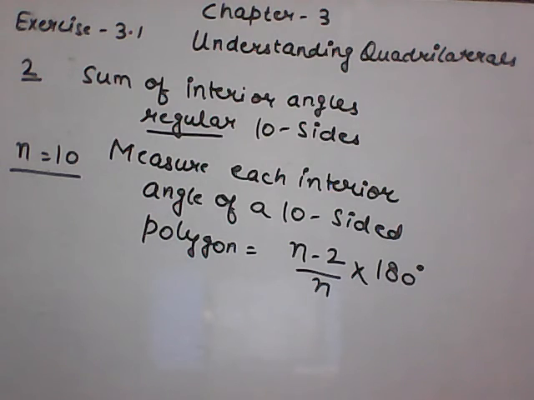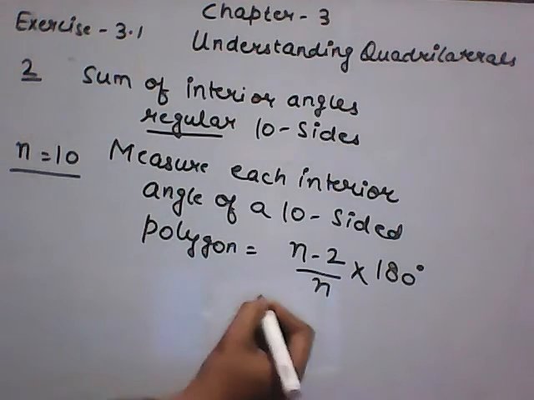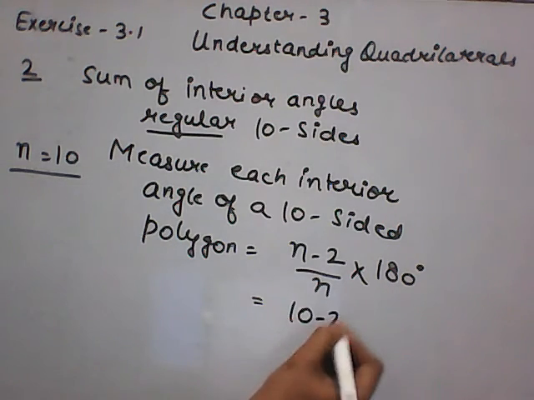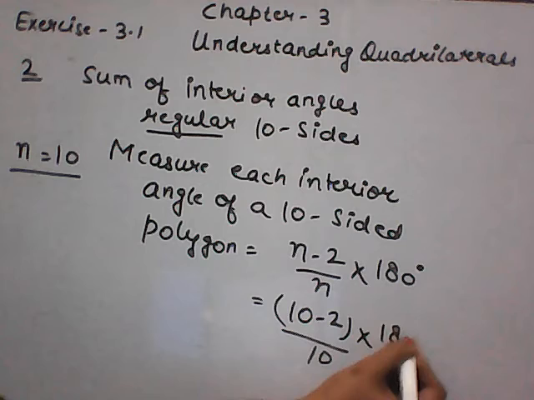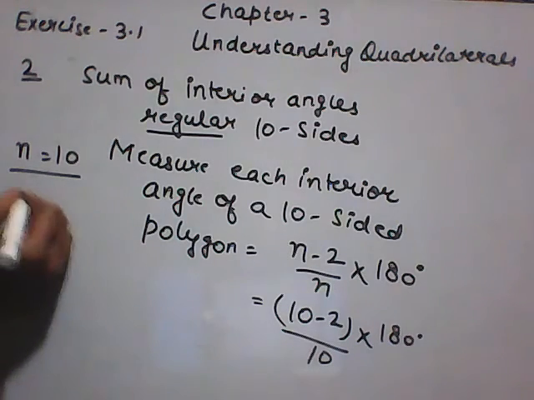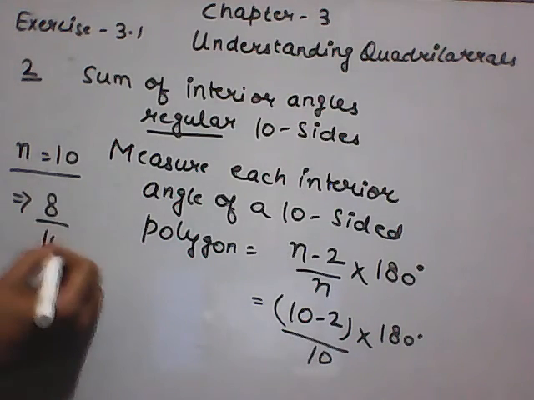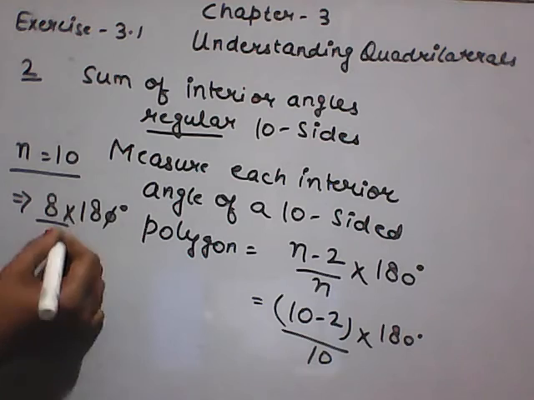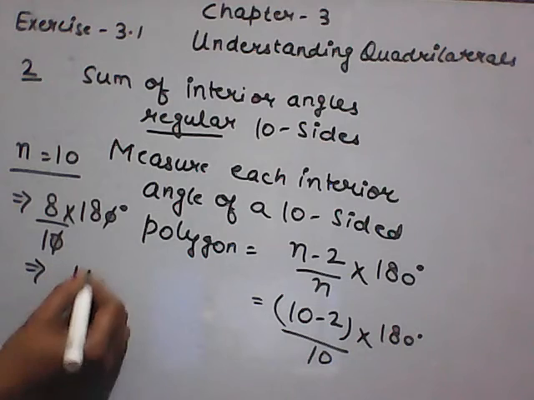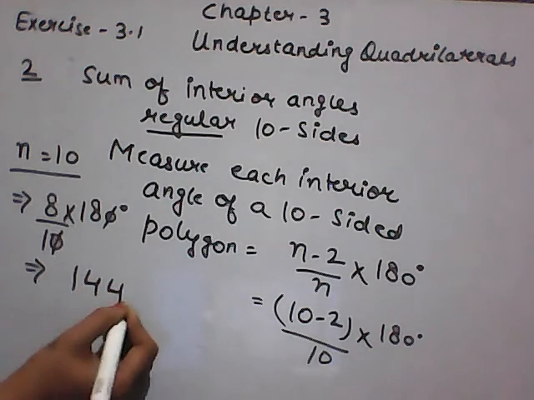We can put the value of n as 10: 10 minus 2 divided by 10 multiplied by 180 degrees. Here 10 minus 2 is 8, divided by 10 multiplied by 180 degrees. Here the 0 is cancelled with the 0. 18 8s are 144 degrees.